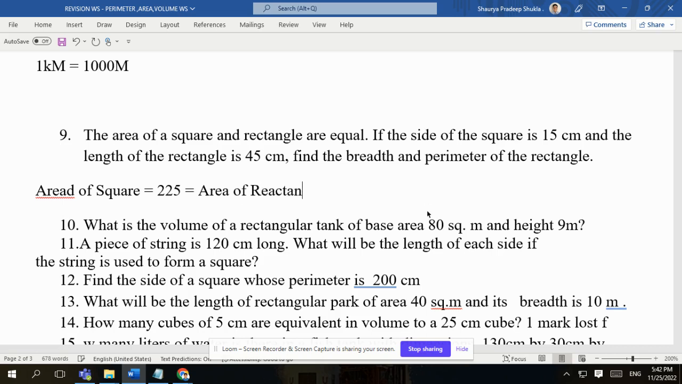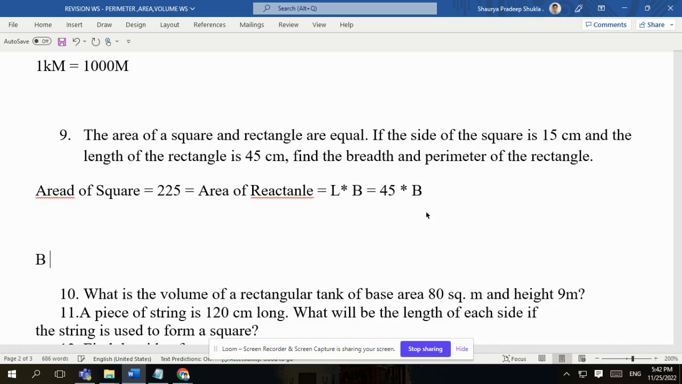And in the case of the area of a rectangle, it is nothing but length multiplied by breadth, L multiplied by B. Here they have already given the length, which is 45 centimeters, multiplied by breadth. Our formula from that will be B equals area divided by length, that is 225 divided by 45.